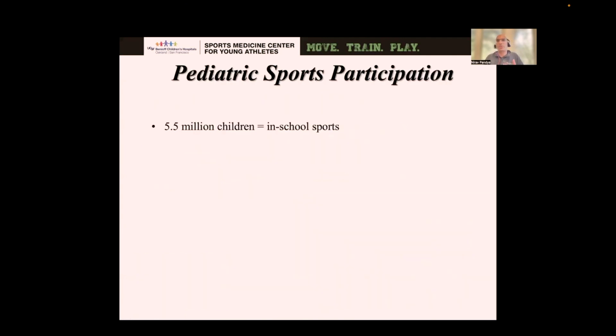Now, in terms of looking at it from a more global participation level, let's look at pediatric sports participation.